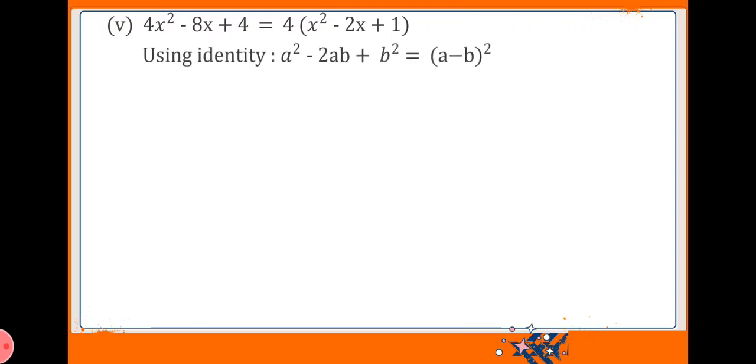Next question number 5. 4x square minus 8x plus 4 equal to. Now here we can see that all the three terms have something common we can take out. So the first method, as we have learned, is common factor, we should go stepwise. Here common factors we can take out.